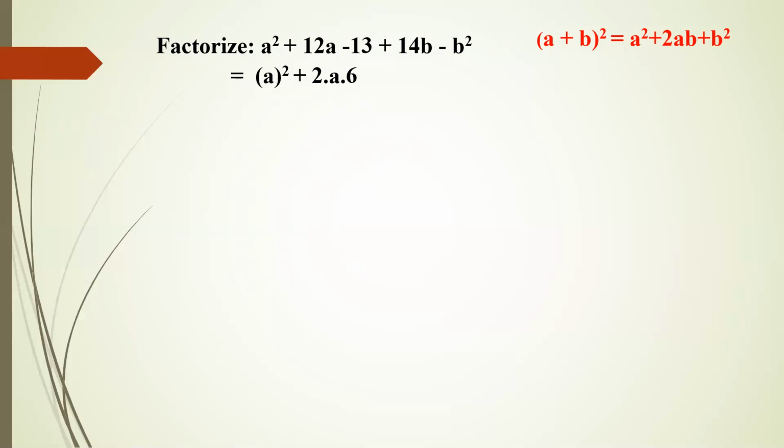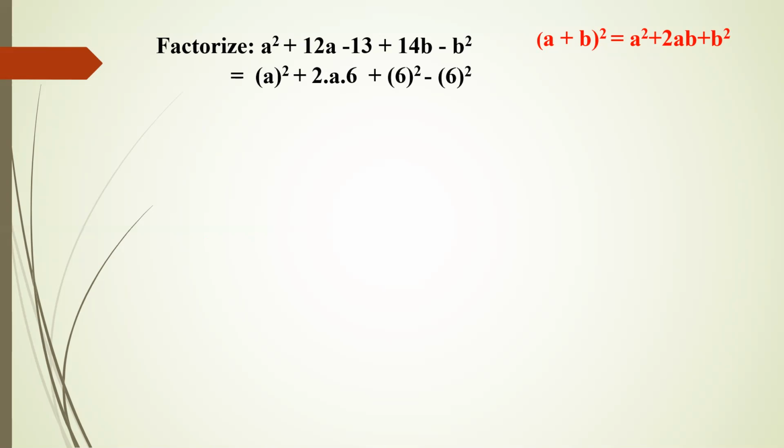So if you have to complete this as a perfect square, then I need plus b square. And what is b? B is 6. So what I need now as a b square, I need plus 6 square, right? But there is no 6 square in the first expression in the beginning. So in order to balance the expression, we have to make it minus 6 square at the same time.